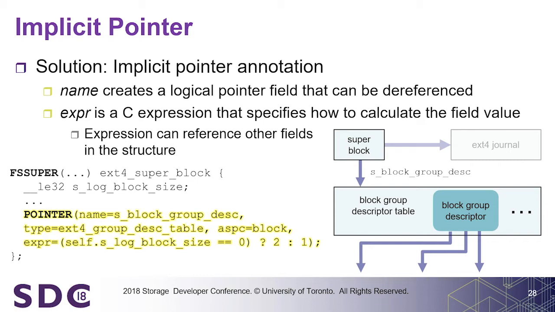In this example, the pointer annotation creates a logical field called sBlockGroupDescriptor and evaluates the expression at runtime to assign this implicit pointer field a value of 2 or 1, depending on the block size of the file system. Now, this field name can be used to traverse the file system from the superblock to the block group descriptor table.